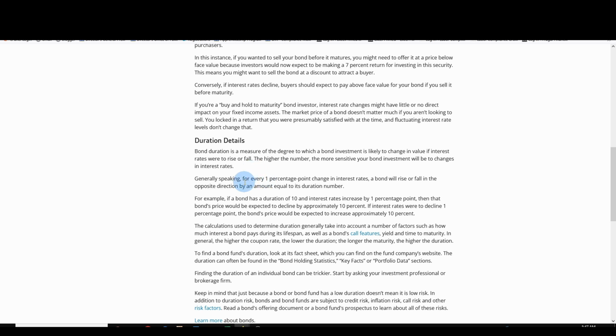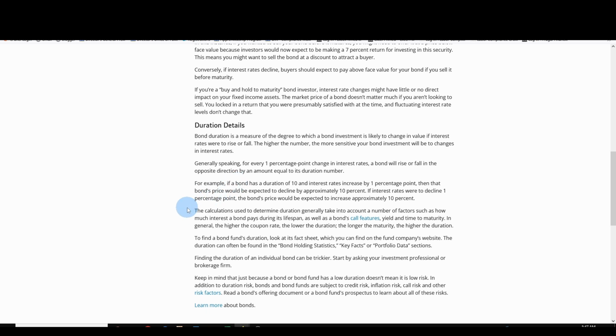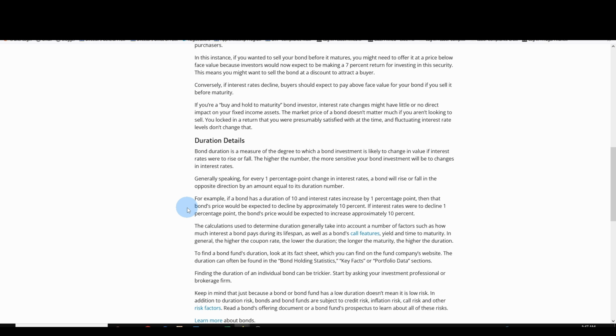The higher the number, the more sensitive your bond will be to changes in interest rates. Generally speaking, for every 1 percentage point change in interest rates, a bond will rise or fall in the opposite direction by an amount equal to its duration number. For example, if a bond has a duration of 10 and interest rates increase by 1 percentage point, then that bond's price would be expected to decline by approximately 10%. If interest rates were to decline 1 percentage point, the bond price would be expected to increase approximately 10%.